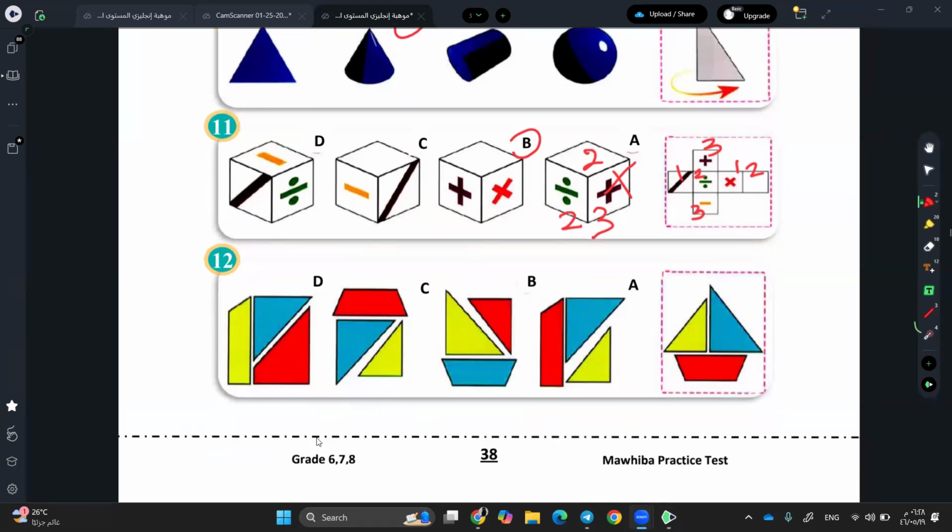Okay, on to question number 12. Yalla, Nawal.